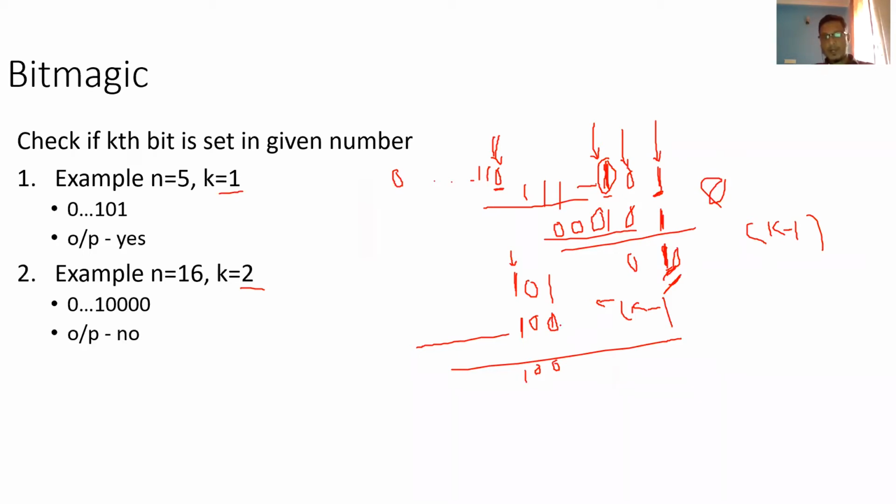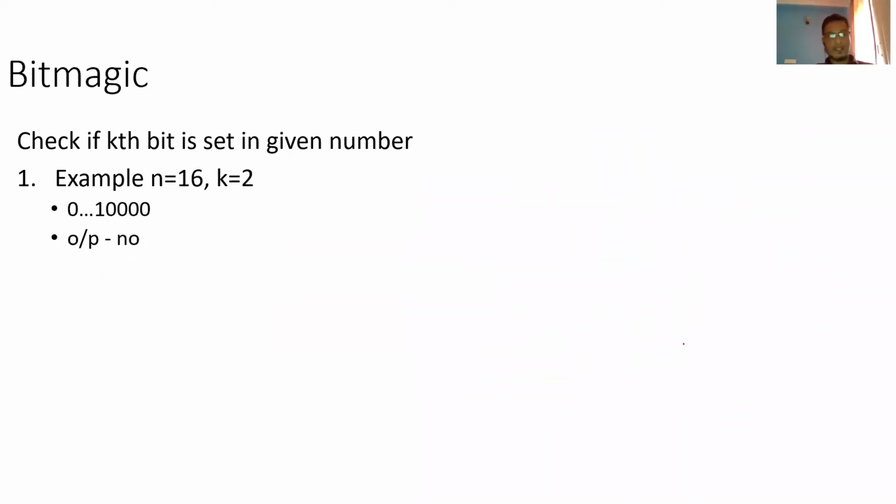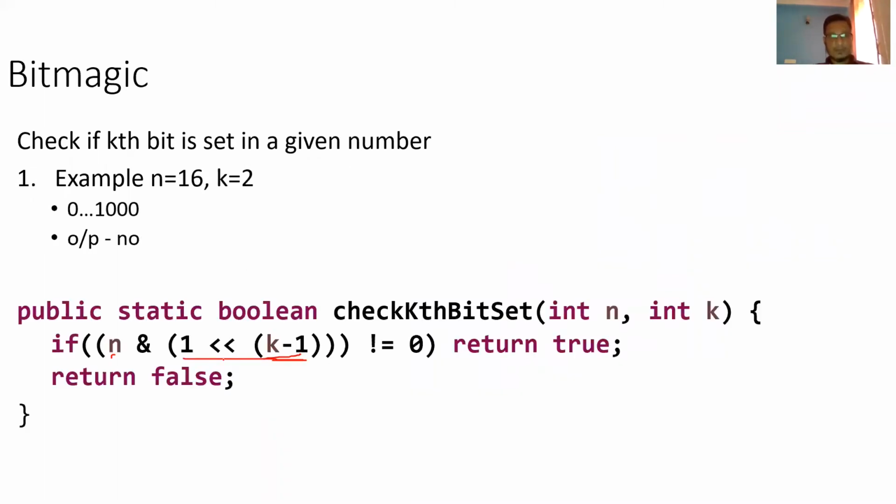So basically what you are trying to do when you left shift 1 by k minus 1 positions means you are trying to check that particular bit only. If this number is a non-zero number, that means the bit is set. Otherwise the bit is not set. So that is what is being done here. So what I am doing, k minus 1 bits, I am left shifting 1 by so many positions, k minus 1 positions, and then I am ANDing with the number. So that is what is being done.